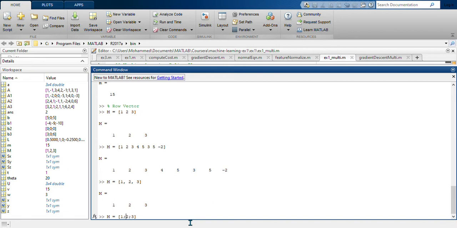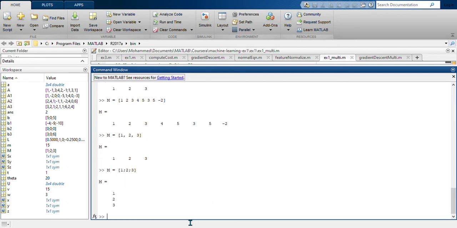So just to illustrate, I'm going to remove that. And you see now that 1, 2, 3 has come as a column vector. It's a vertical column now, right? So if we put the semicolon between the numbers, it moves to the next row. The semicolon will shift the number to the next row, and a space or a comma will put the next number in the next column.